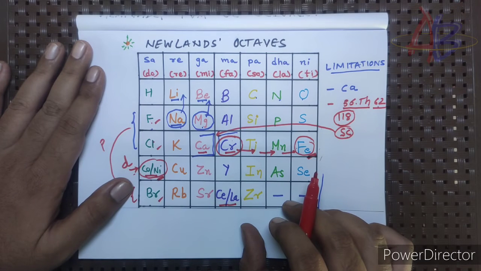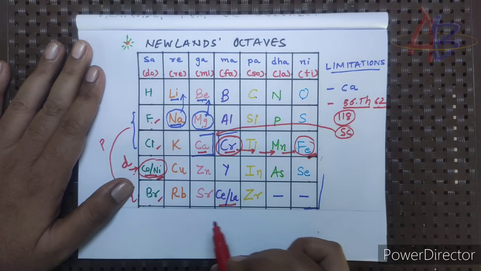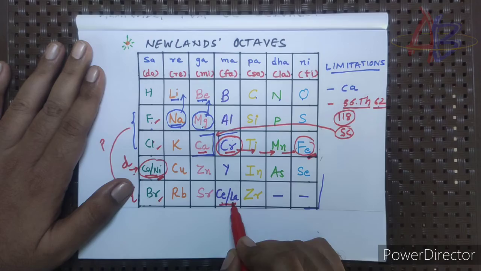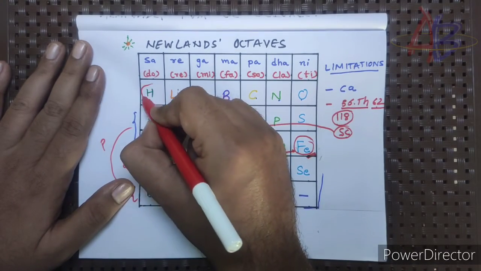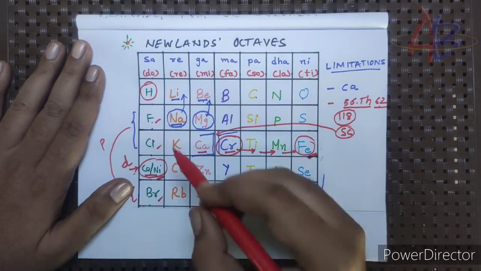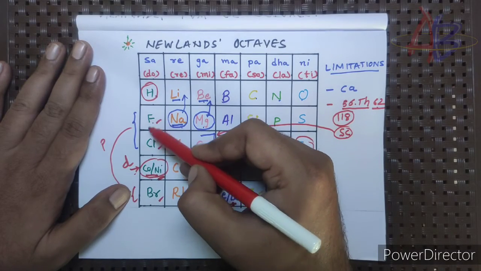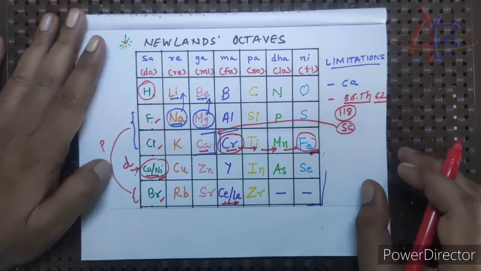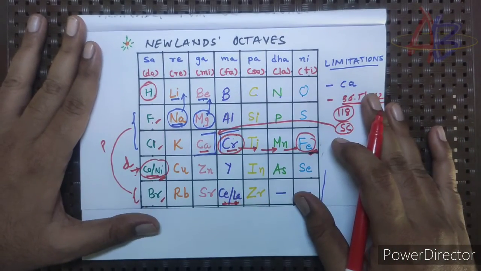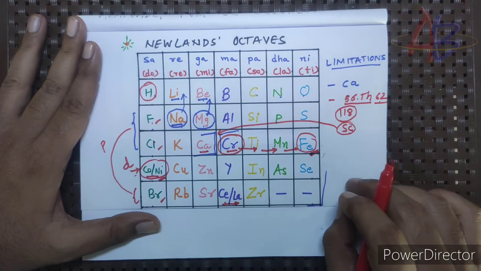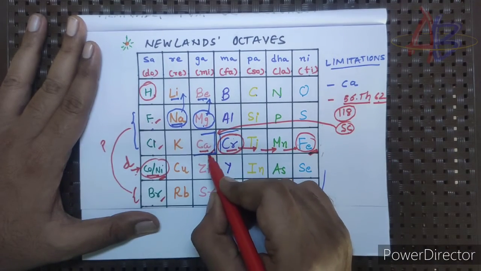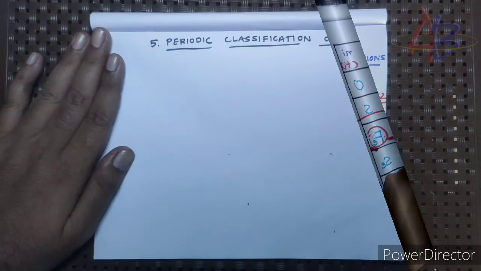In order to fit elements in Newland's octave table, he had to keep certain elements in the same slot. If you think about hydrogen, hydrogen is placed in the first group. All the properties of hydrogen are not similar to halogens. With the discovery of noble gases, the entire Newland's law of octaves became irrelevant. Therefore, we can say Newland's law of octaves was a success only in terms of lighter elements.